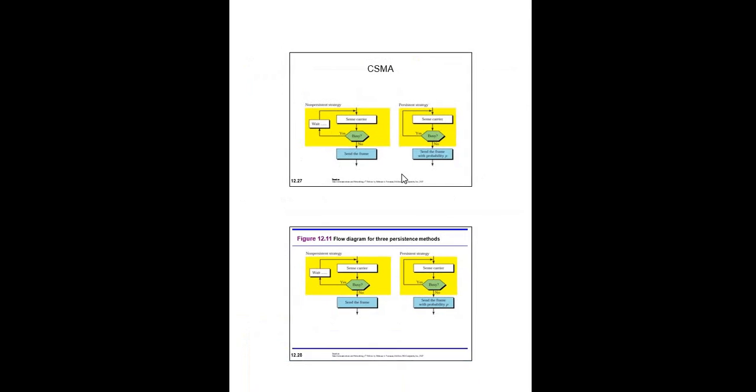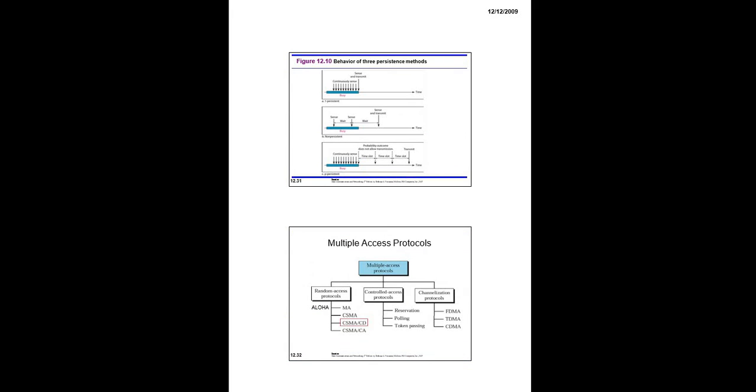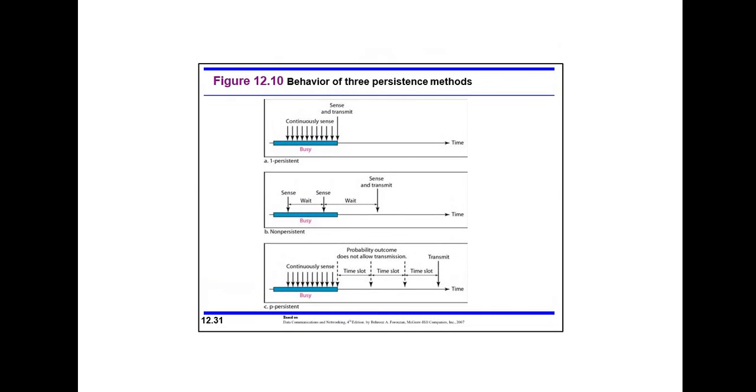So there are 3 persistent strategies in CSMA. They are 1-persistent, non-persistent and p-persistent. 1-persistent is the station continuously checks the link if it is free. If it is free, immediately transmit the data. Non-persistent is it does not continuously check but checks after a random time, and at the random time if it is free, it immediately transmits the data.